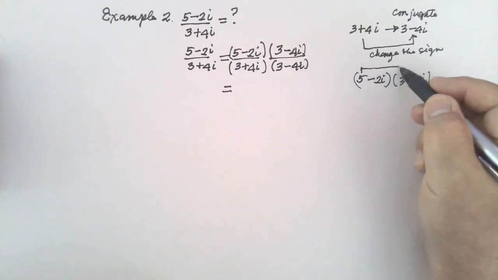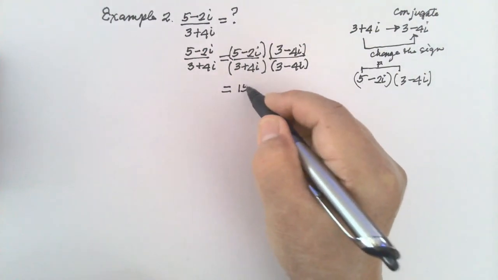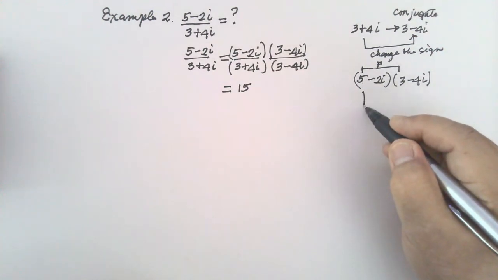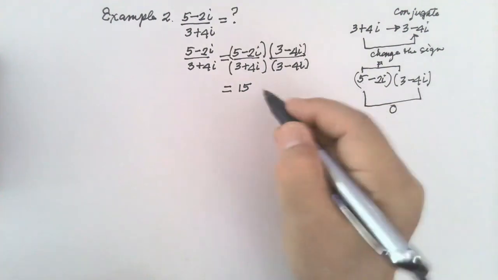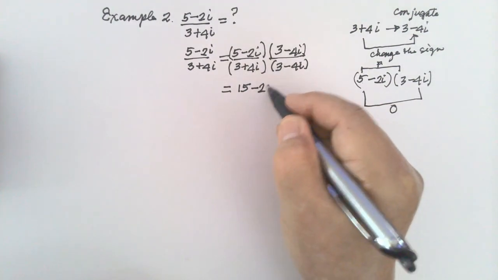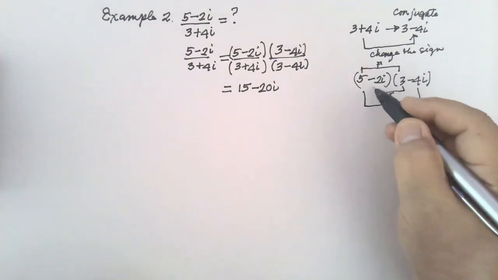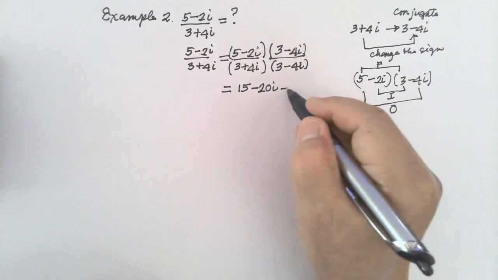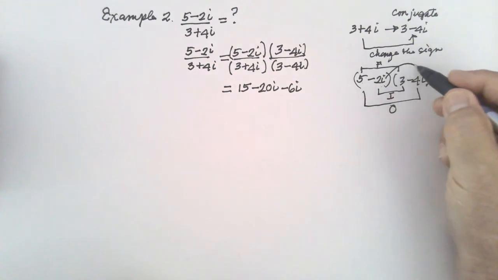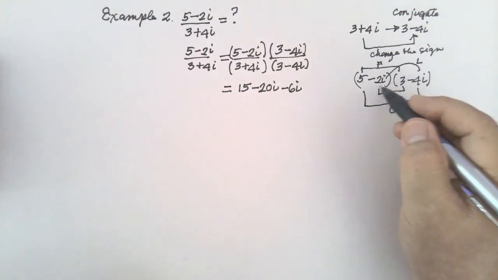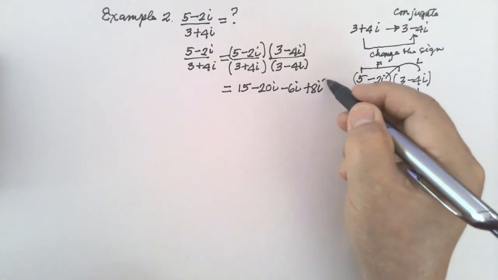First term times first term. 5 times 3, 15. Outside terms. 5 times negative 4i. Negative 20i. Inner terms. Negative 2i times 3. Negative 6i. The last terms. Negative 2i times negative 4i. Positive 8i squared.